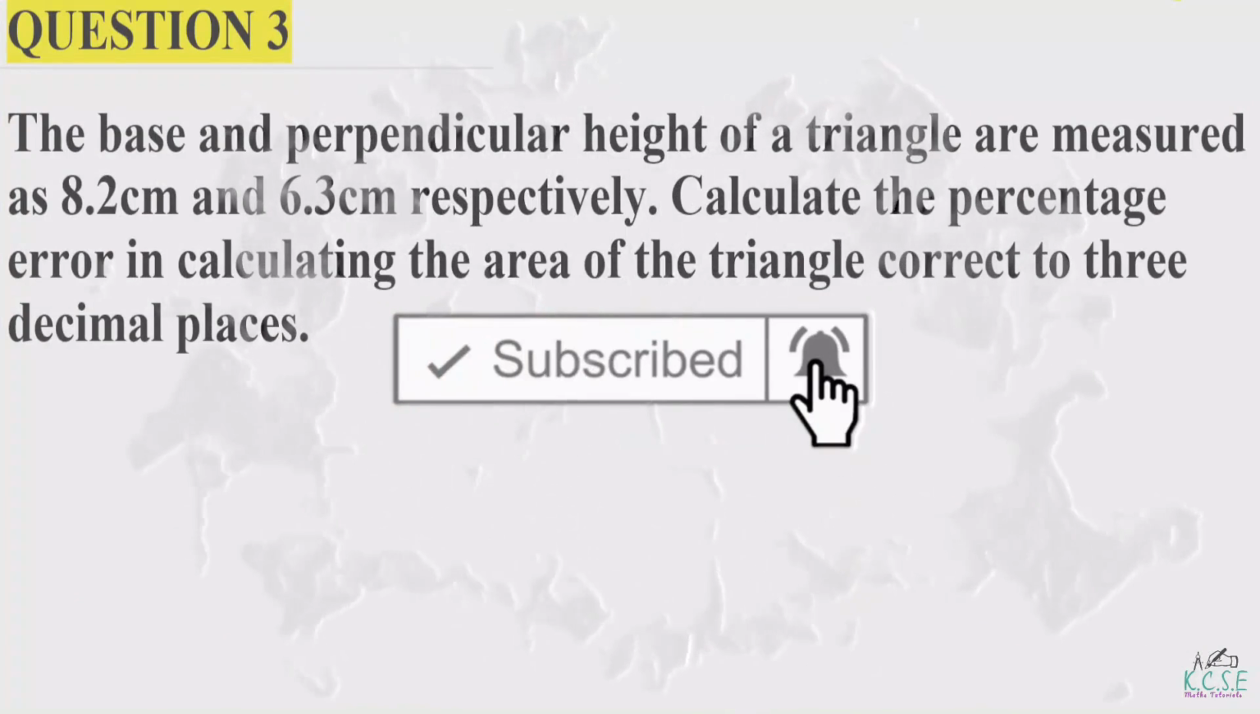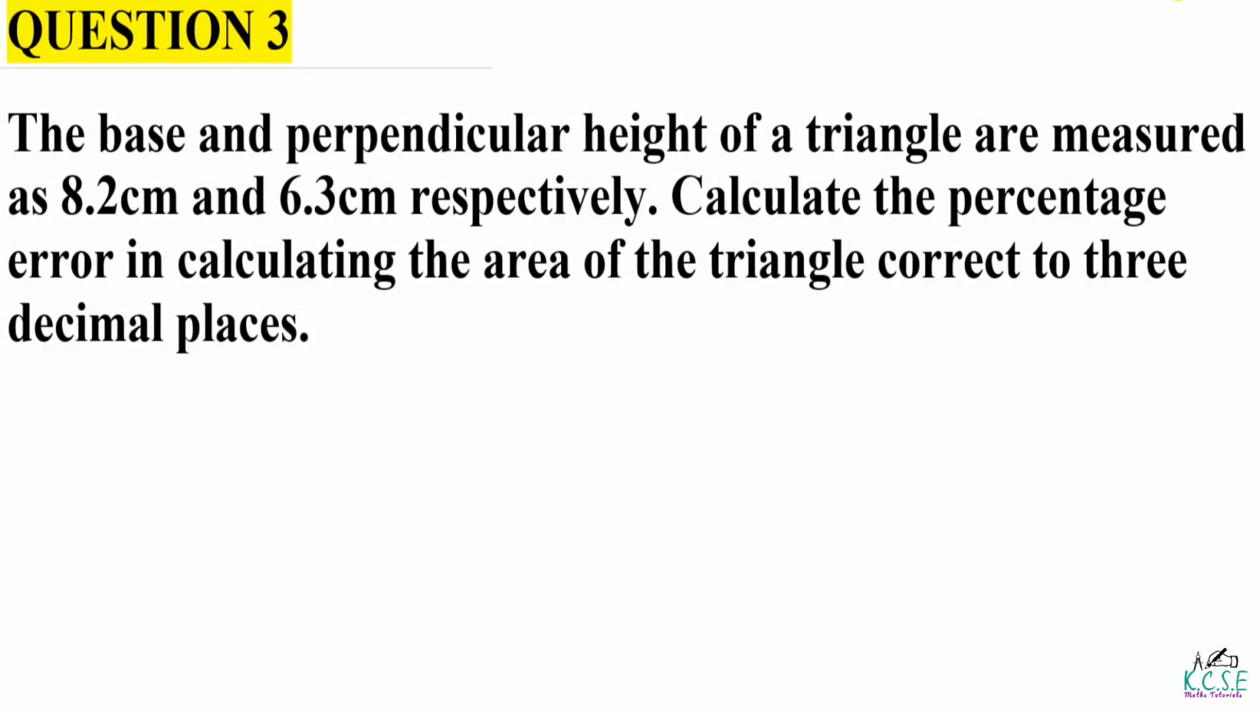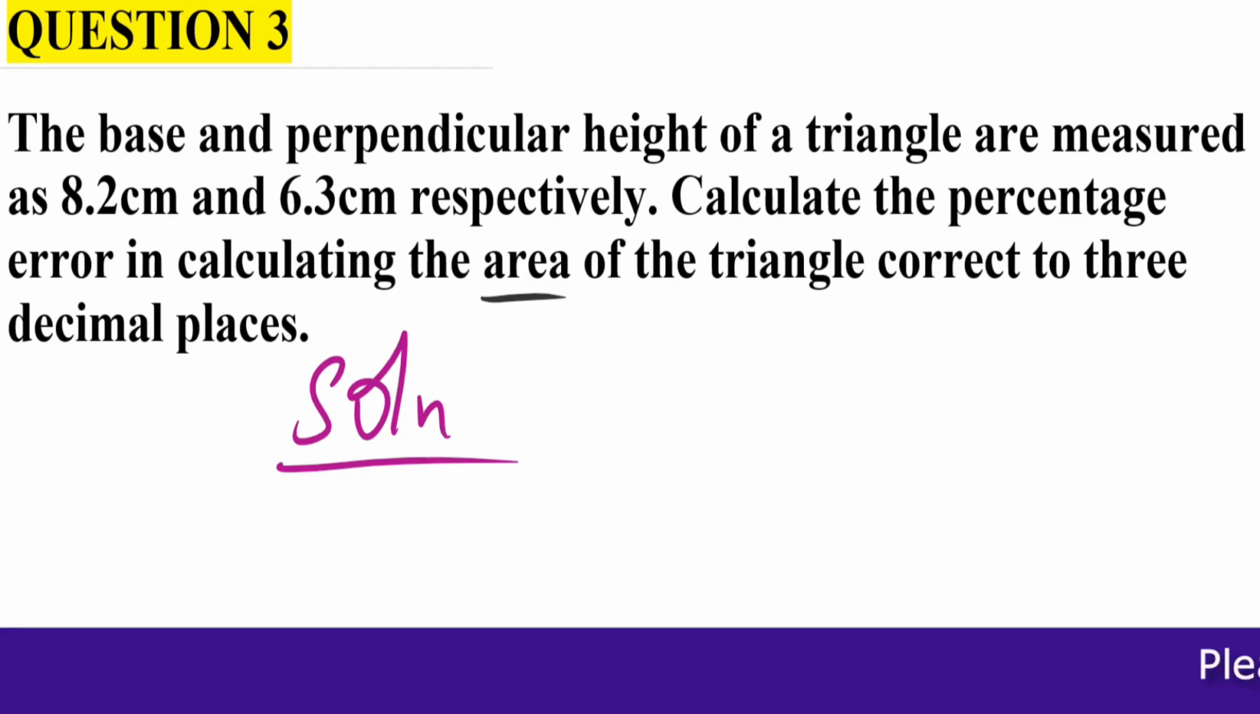Question number 3. The base and the perpendicular height of a triangle are measured as 8.2 centimeters and 6.3 centimeters respectively. Calculate the percentage error in calculating the area of the triangle correct to 3 decimal places. So this question is more or less similar to the previous questions that we've done. So we're going to follow the same procedure, only that in this question we are calculating the area. We're getting the error in calculating the area.